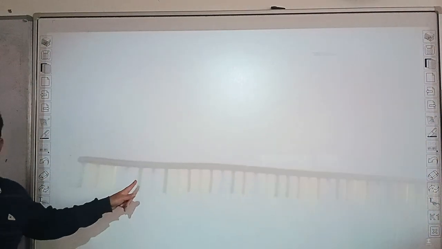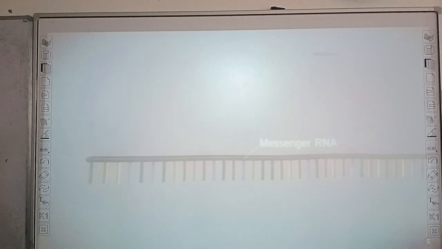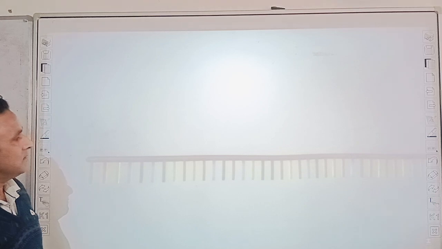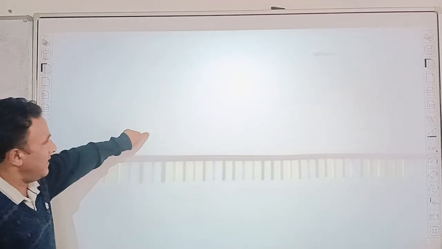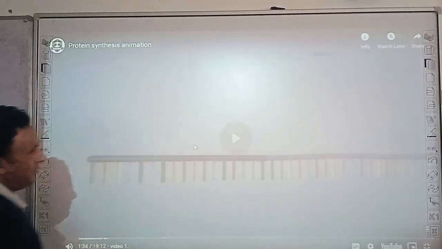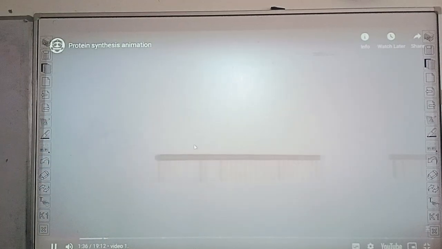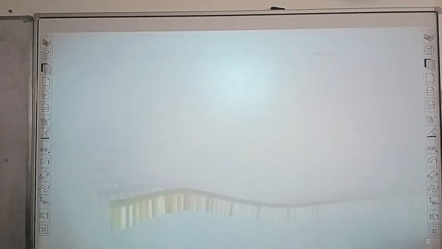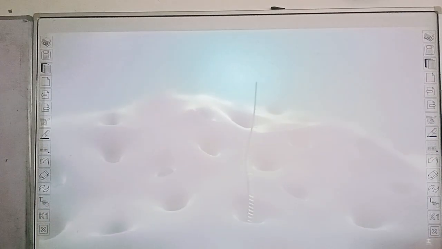So mRNA is formed from DNA. Before the messenger RNA can be used as a template for the production of proteins, it needs to be processed. Processing. Yes, sir. This involves removing and adding sections of RNA. The messenger RNA then moves out of the nucleus.